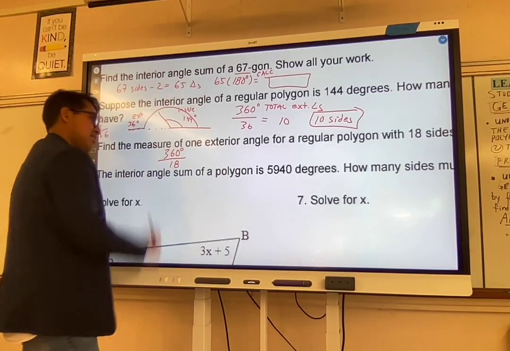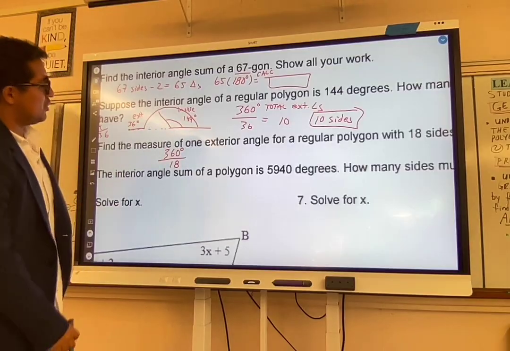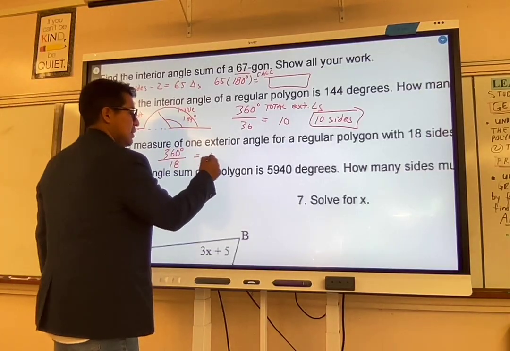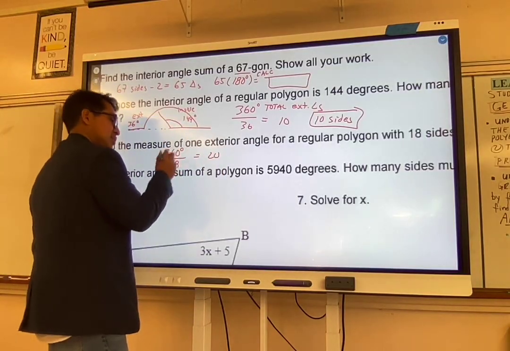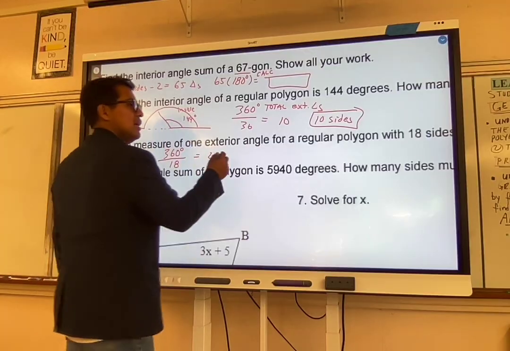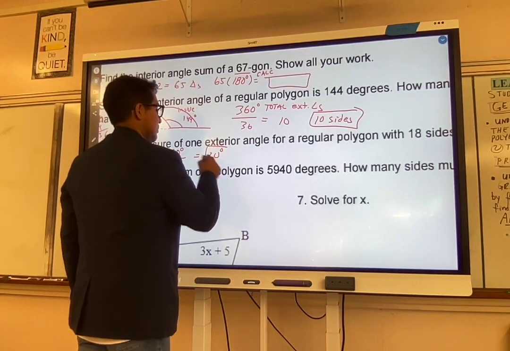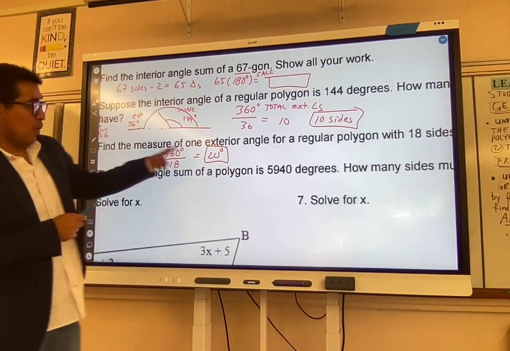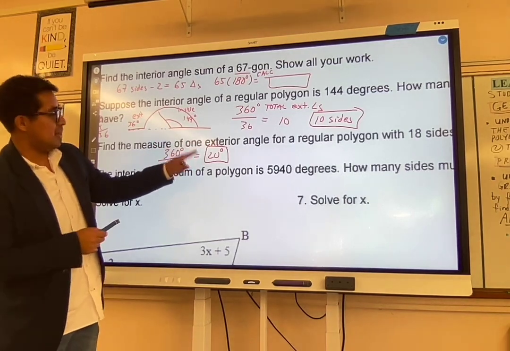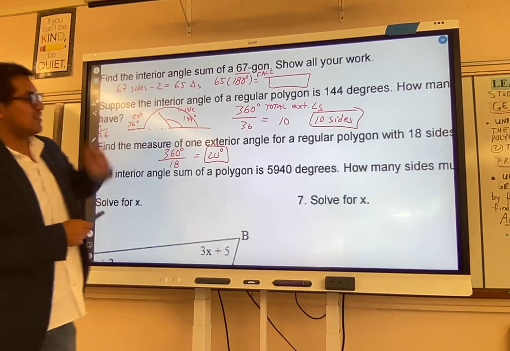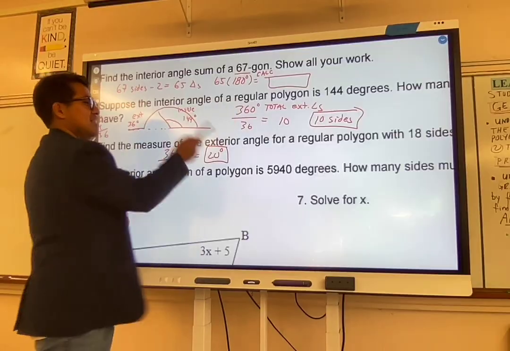So therefore, I should just divide. How many times is 18 going into 360? And that, I believe, is 20. 18 times 2 is 36, so 18 times 20 is 360. 20 degrees. Okay, so this time it's the measure of one of those exterior angles, 20 degrees. 18 copies of 20 degrees is 360, okay? This one was sides, this one was angles.